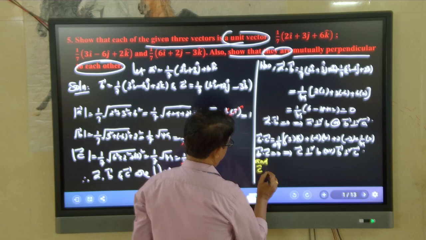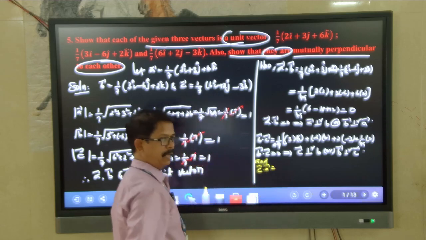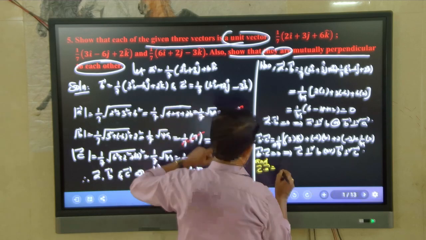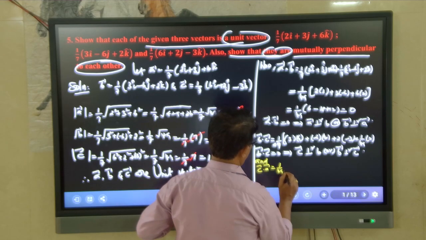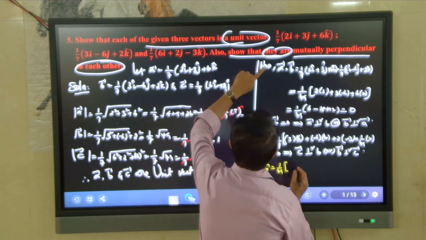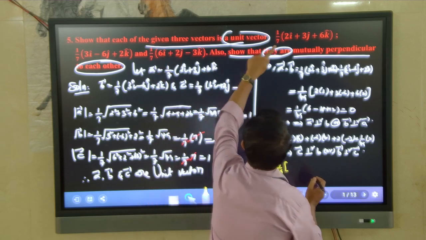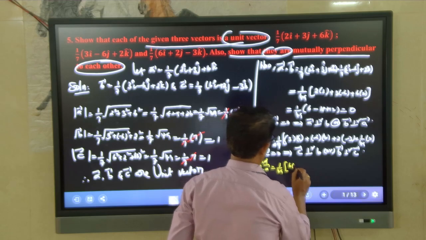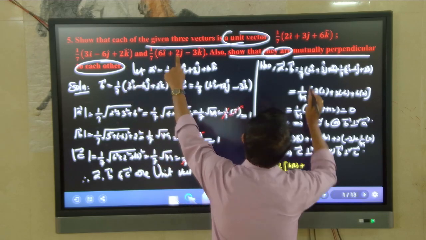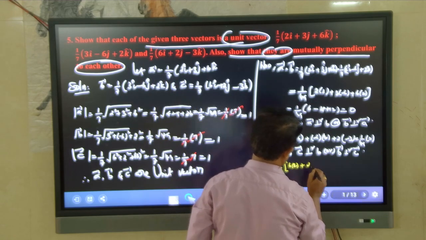And finally, C dot A, no space, that's why I took another color. Okay. C dot A equal to 1 by 7 into 1 by 7, 1 by 49, correct? First take the C coefficient: 6 into 2, plus here 2 into 3. Yes or no?